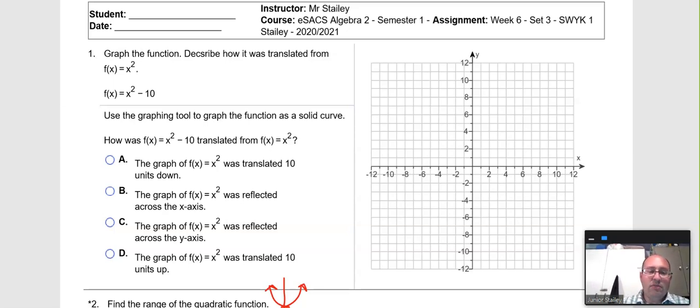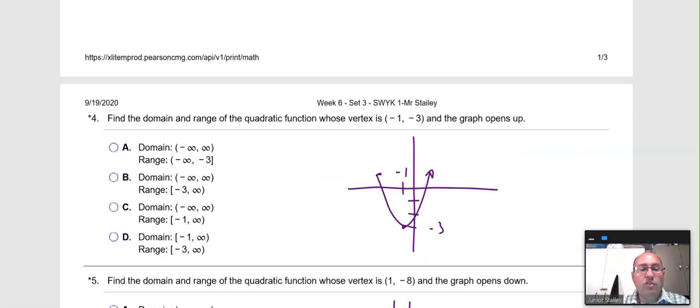You're shifting this down 10 units. So you know you're going to be starting here. You got your A value of 1. You can do your 1A, 3A method of graphing. I'll let you handle that.